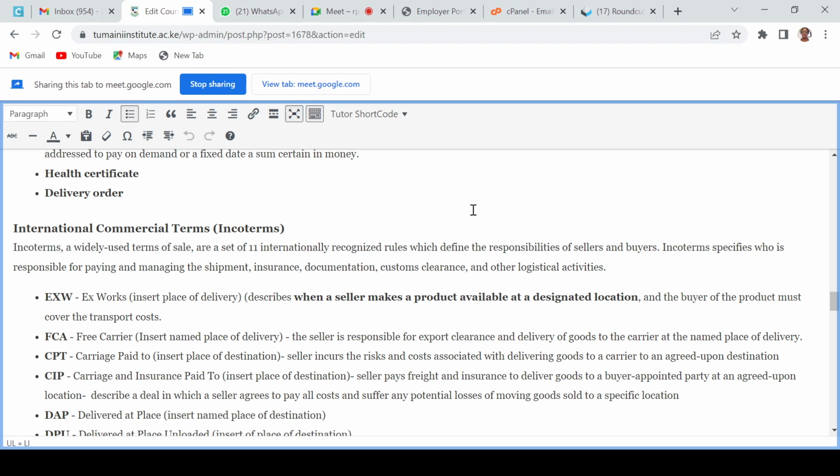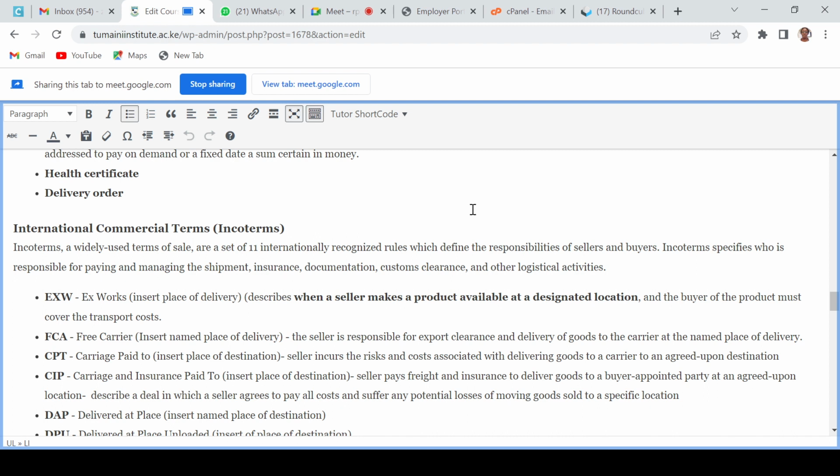And I think this is where, when you deal with people who do clearing and forwarding, you will hear them mentioning these terms, and you are wondering what do these terms mean. But thank God that today we are going to look at those terms. So these are widely used terms of sale. They are internationally recognized, as I've mentioned. They define the responsibility of sellers and buyers.